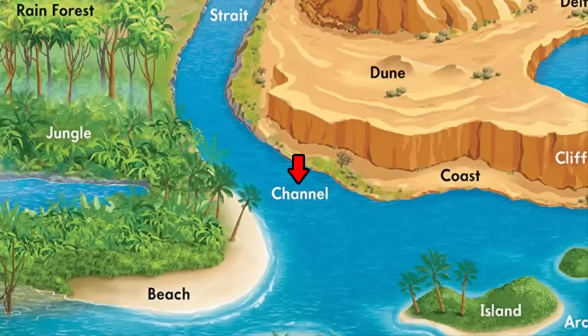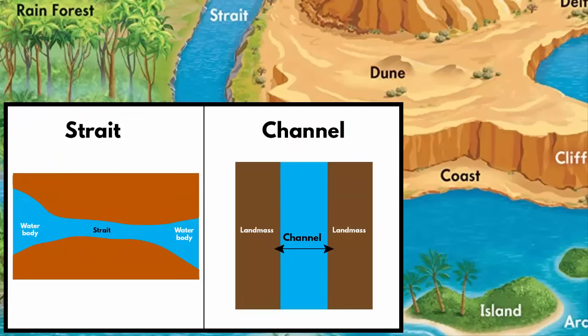The next one is channel. A channel is a wider waterway that passes between two neighboring landmasses. Now, if you look at the difference between a strait and a channel, a strait is a narrow waterway that connects two larger bodies of water, while a channel is a wide waterway that passes between two neighboring landmasses. One connects two water bodies and the other creates a gap between two landmasses.